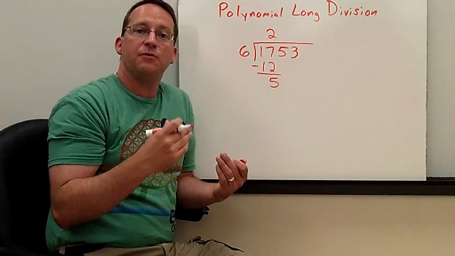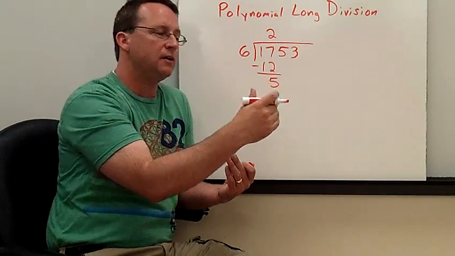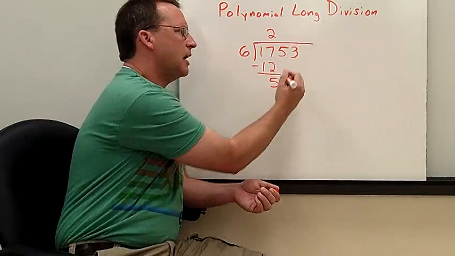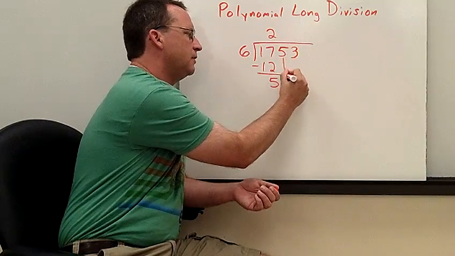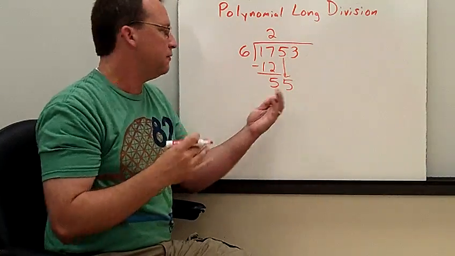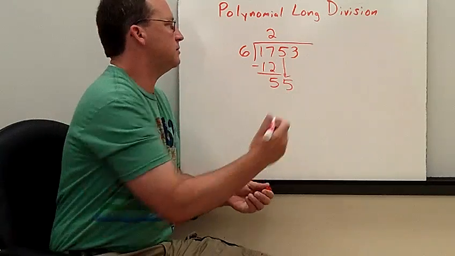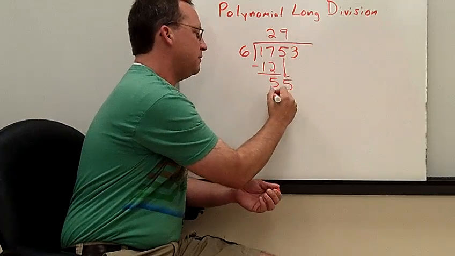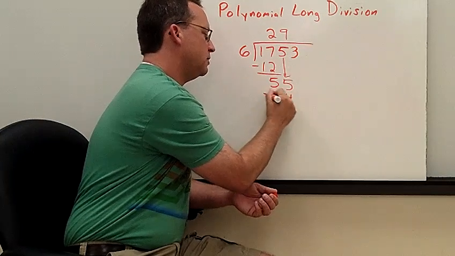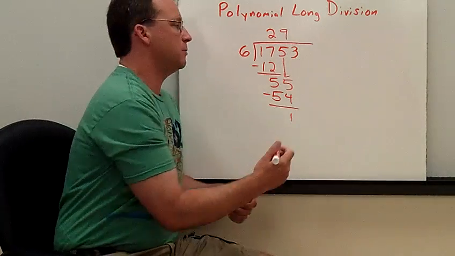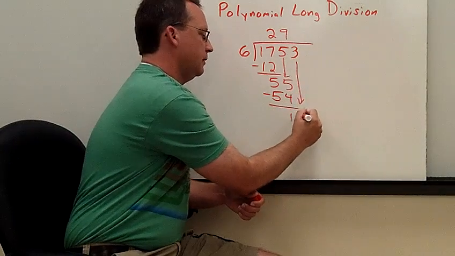Once we get that 5, we take the next number in the dividend, and bring that number down. So now we have a 55 there, and we repeat the process. 55 divided by 6, well, it's 9 or so. 9 times 6 would be 54. We subtract, bring down our 3, and repeat the process again.